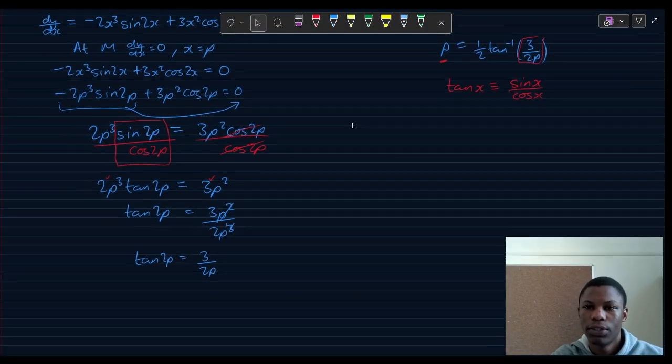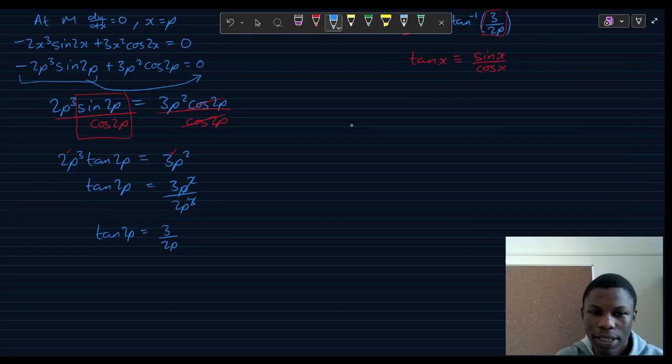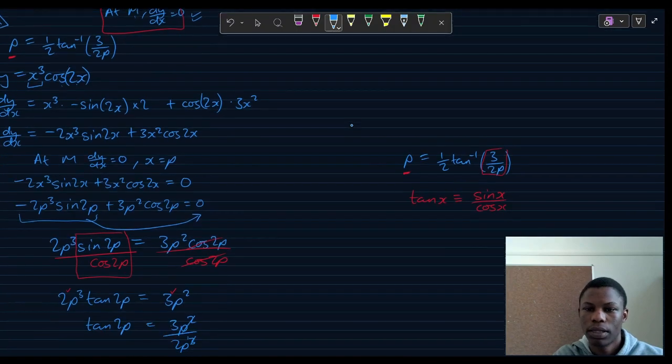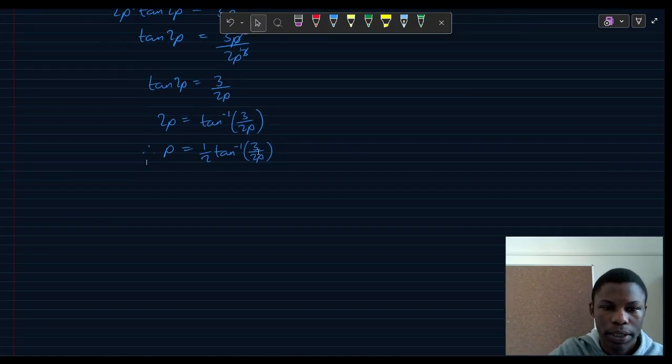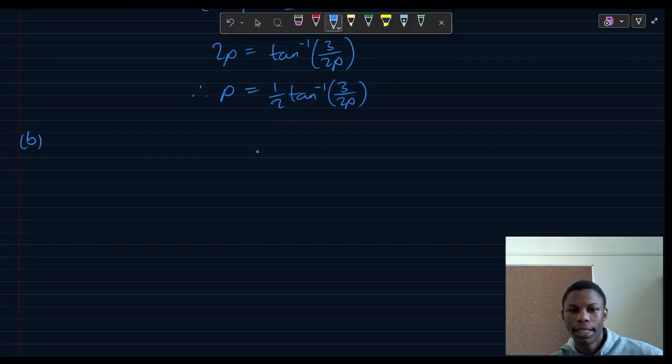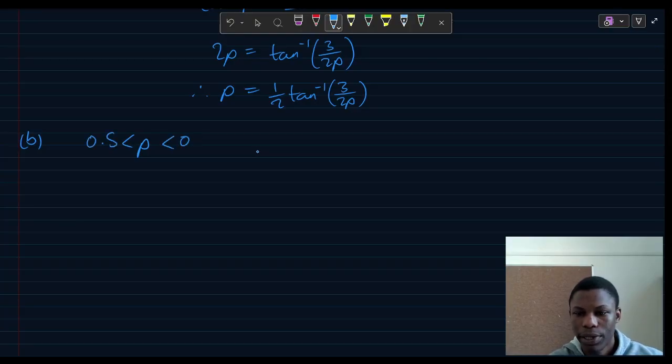And at this point, you've pretty much gotten what you wanted. So just apply arctan on both sides. You have that 2p is arctan of 3 over 2p. And multiply both sides by half. You have that p is equal to half of arctan of 3 over 2p. And that is exactly what the question wants from you. Part B then goes on to say, show by calculation that p is between 0.5 and 0.7.